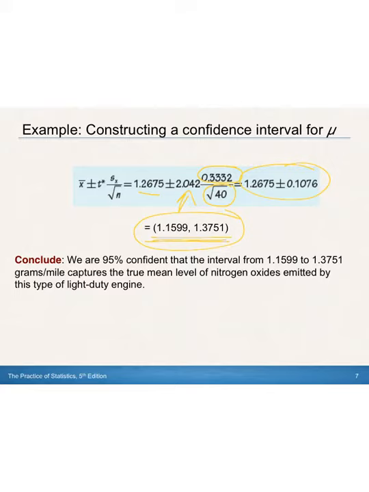Sometimes you will be asked to then look at another piece by saying that this company is saying that their nitrogen oxide is at 1.0. And what does this confidence level tell you? Well, if they're saying that their nitrogen oxide levels are at 1.0, it's probably not a valid claim, because we're 95% confident that the true value has been captured by our interval.